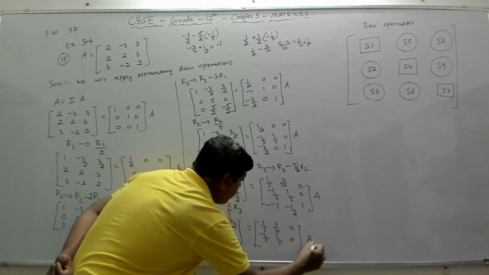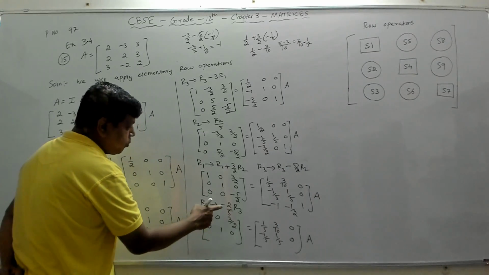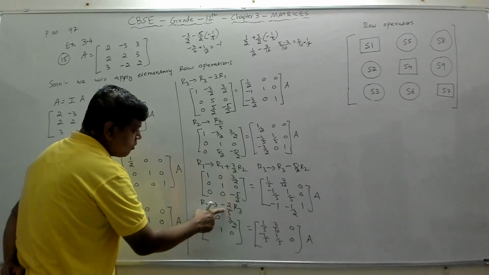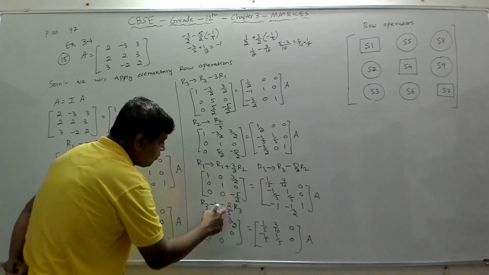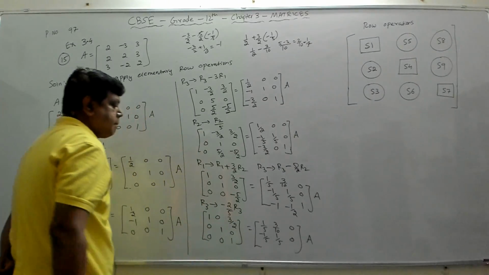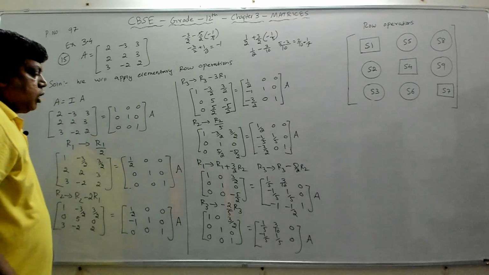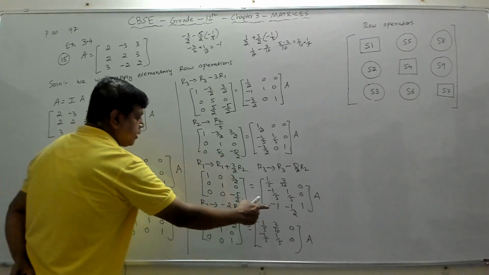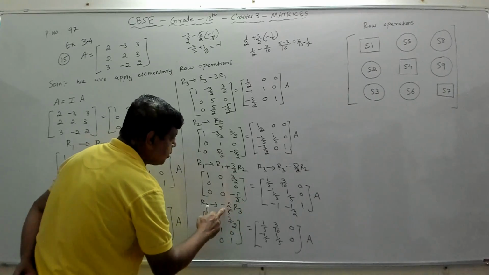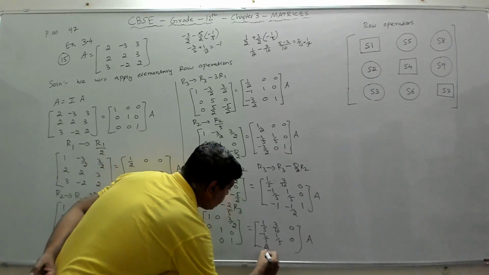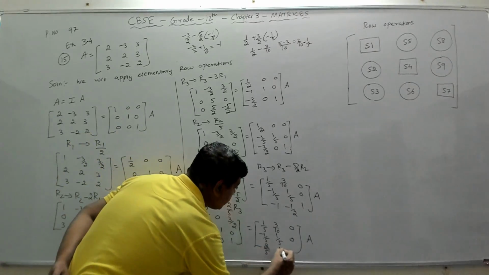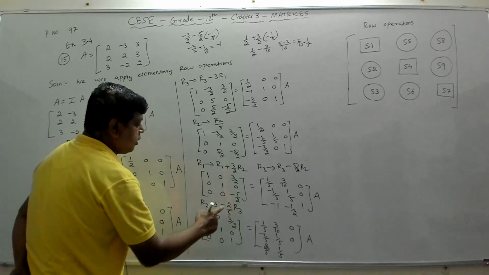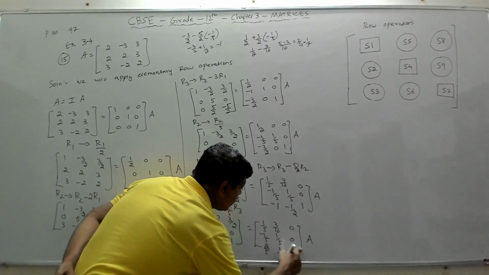Then this is A. The third row we are going to change. I am going to multiply each element by minus 2 by 5. Minus 2 by 5 into 0 is 0. Minus 2 by 5 into this 0 is 0. Minus 2 by 5 into minus 5 by 2 is 1. Now again we should multiply here each element by minus 2 by 5. So minus 1 into minus 2 by 5 is 2 by 5. And minus 1 by 2 into minus 2 by 5 will give me plus 1 by 5. Then minus 2 by 5 into 1 is minus 2 by 5.